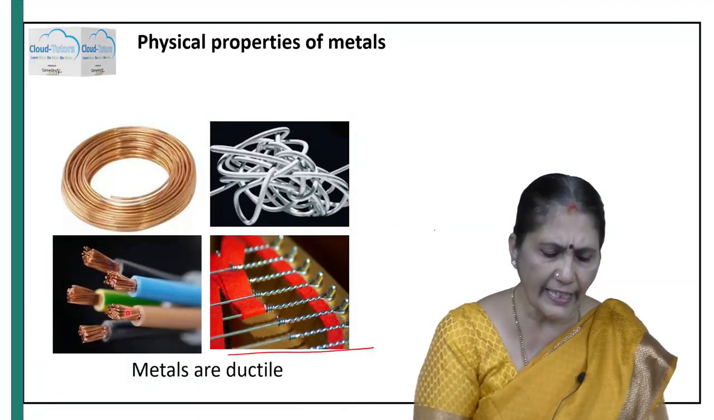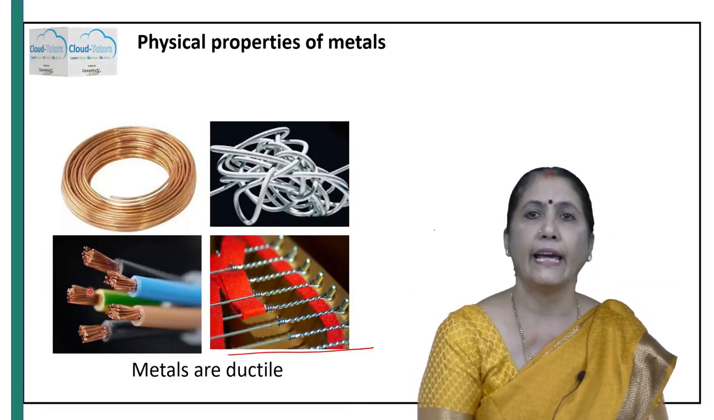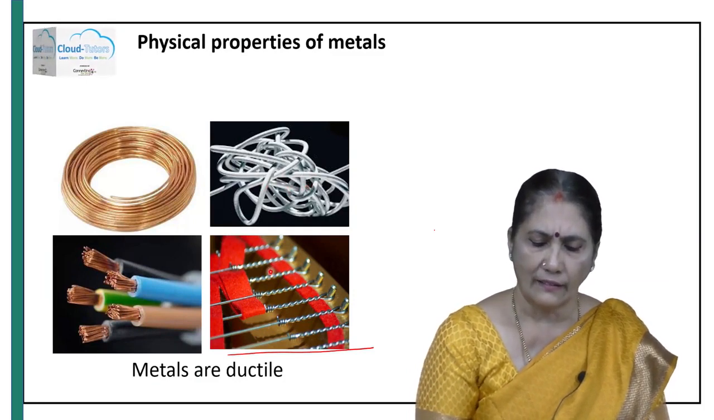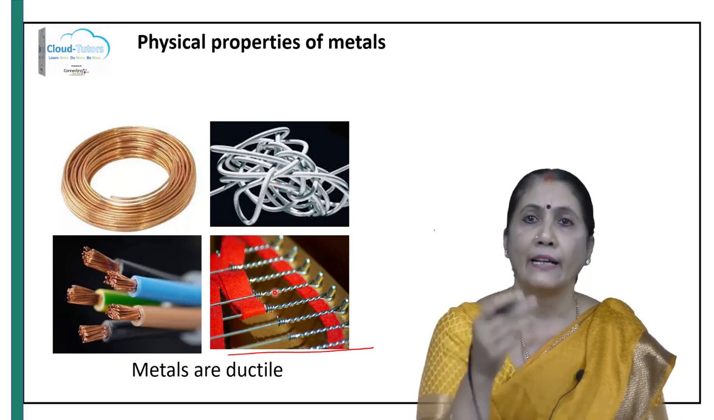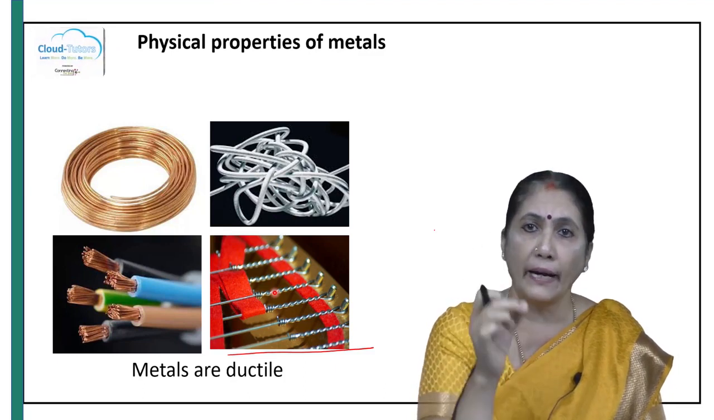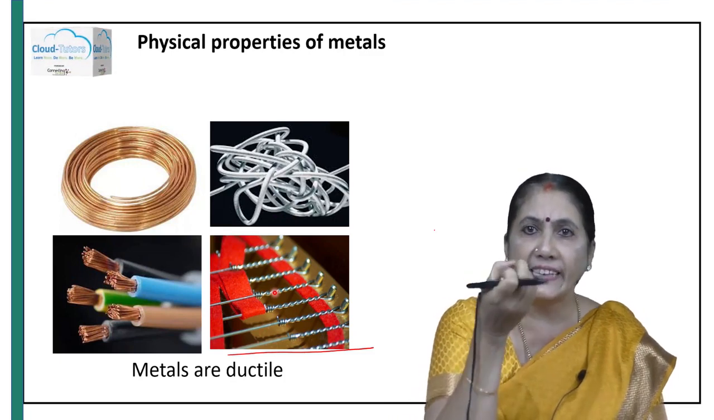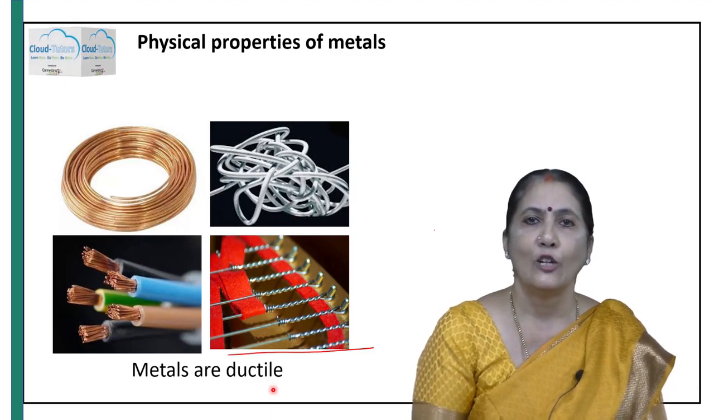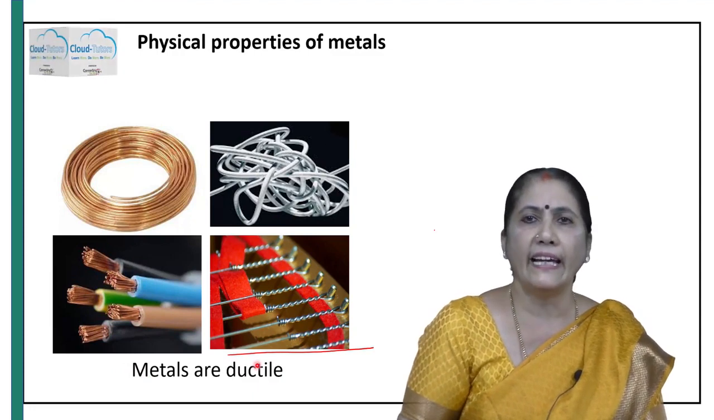Next, you must have seen copper is very extensively used in electrical connections. The fencing wire, the musical instruments, they all involve metals, and that property of a metal whereby you are able to draw them into very, very thin wire is known as ductility. So the general physical property is metals are ductile.